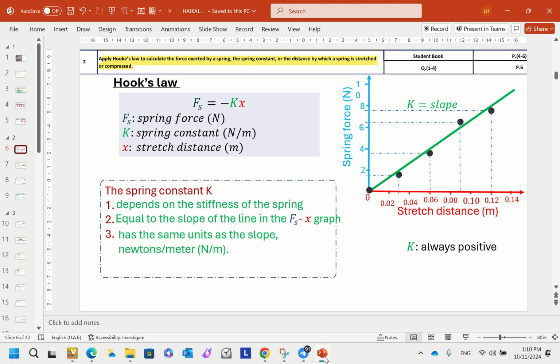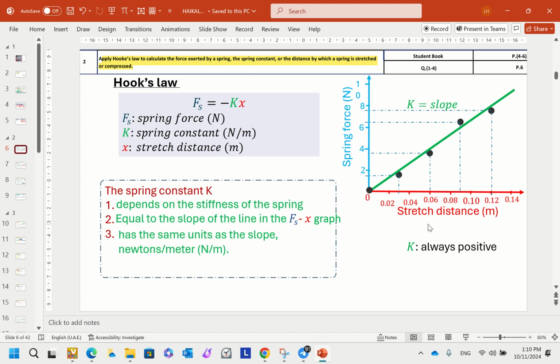Question 2. Apply Hooke's law to calculate the force exerted by a spring, the spring constant, or the distance by which a spring is stretched or compressed. Now, Hooke's law states that the spring force exerted by a spring is equal to the spring constant multiplied by its stretch or compression. So Fs here is the spring force measured in newtons, K is the spring constant measured in newtons per meter, and X is the stretch distance or the compression distance measured in meters.